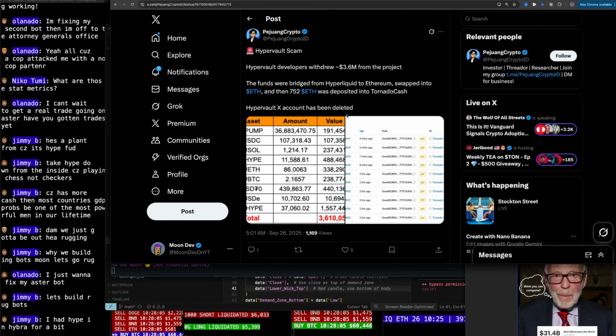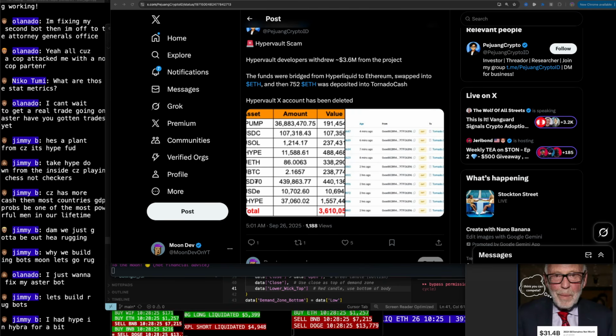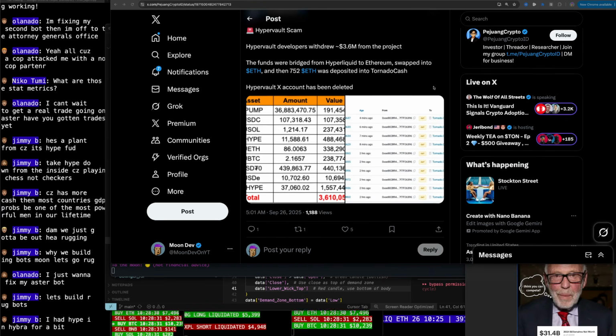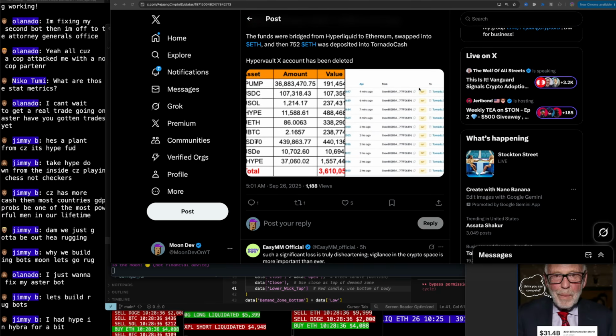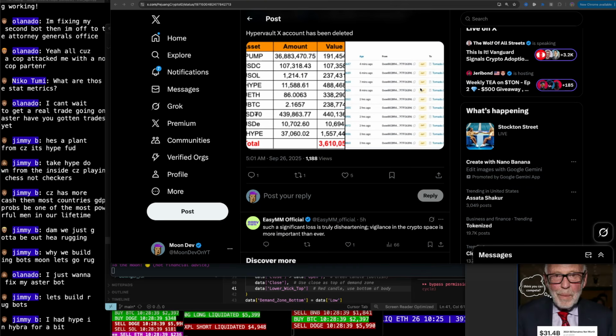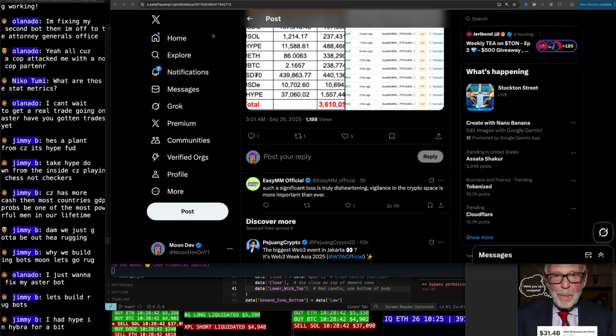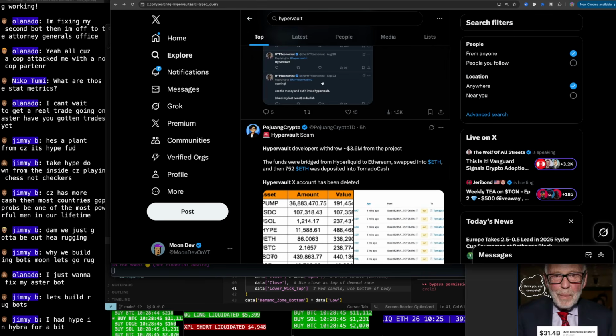Hypervault scam. Hypervault developers withdrew 3.6 million from the project. Damn, dude. You had Hype in Hybra for a bit? Okay. I wonder what it is. I'll look into that in a second. The funds were bridged from Hyperliquid to Ethereum, swapped into ETH, and 752 ETH was deposited in Tornado Cash. Hypervault's X account has been deleted. That is a rug. It's a rug if I've ever seen one.